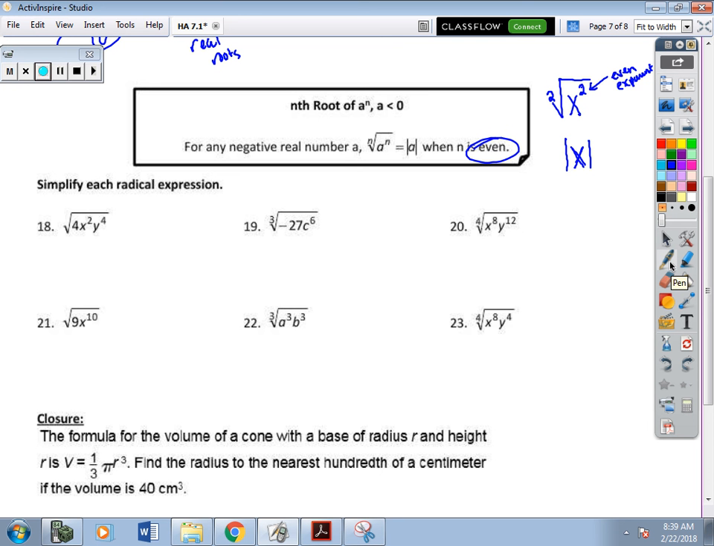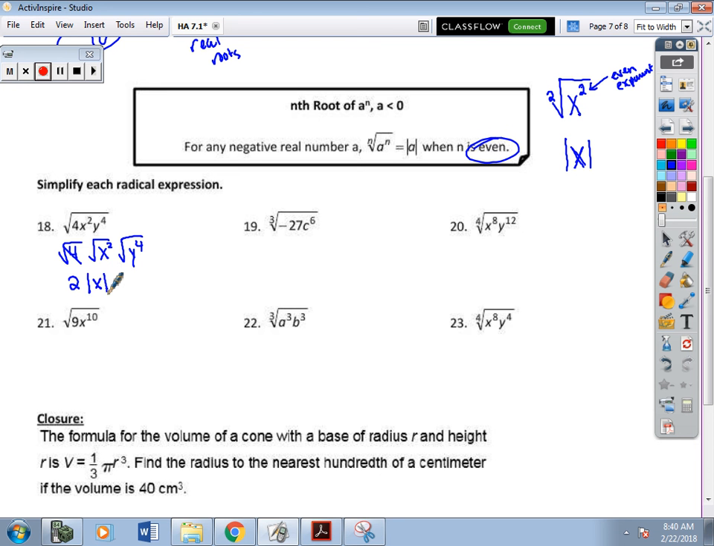So simplify each radical expression. You don't have to do the work for this every time. You're basically splitting this up in your head though. Like square root of 4, square root of x squared, square root of y to the 4th. So the square root of 4 is 2. The square root of x squared would be x, but we do need absolute values around it.